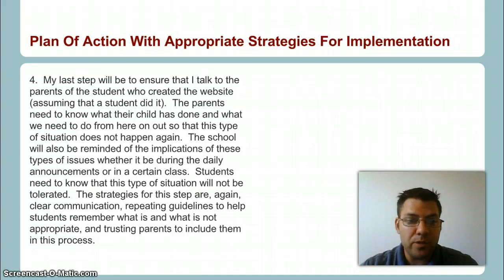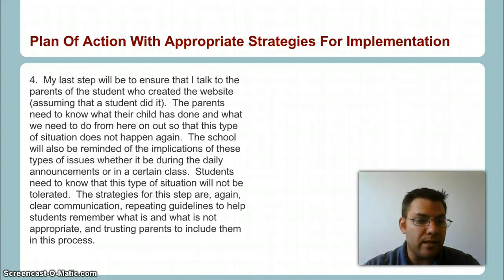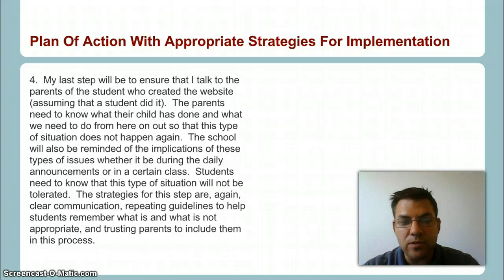The school will also be reminded of the implication of these types of issues, whether it be during the daily announcements or in a certain class. Students need to know that this type of situation will not be tolerated.